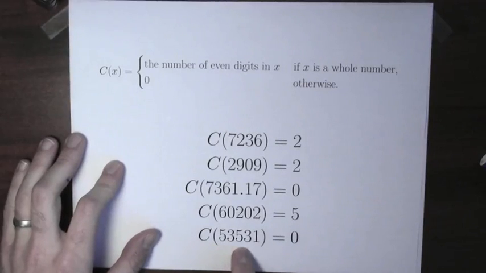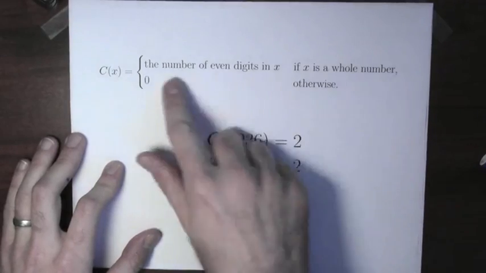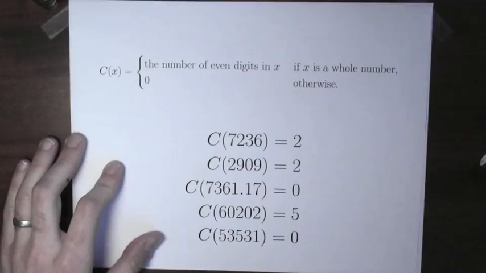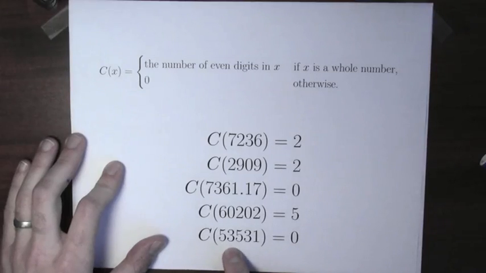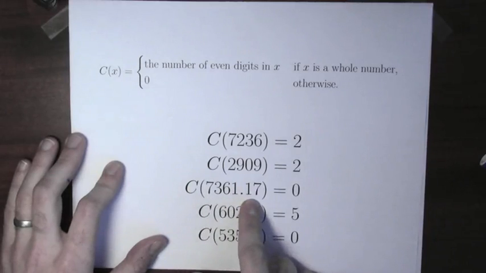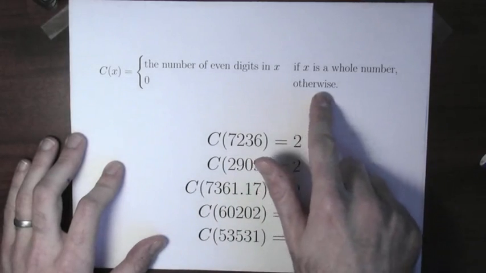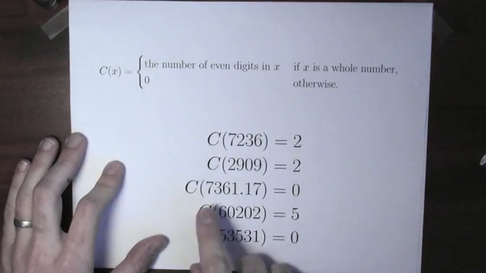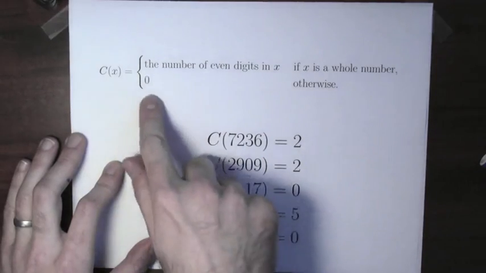Here's another 5-digit number, 53,531. Again, it's a whole number, so I use the first part of the rule, the number of even digits. I count how many of these digits are even. 5's odd, odd, odd, odd, odd. There are no even digits, so the value of this function is 0. Now if I plug in a number that's not a whole number, then I use the otherwise part of the definition, and the function at that point is just 0.